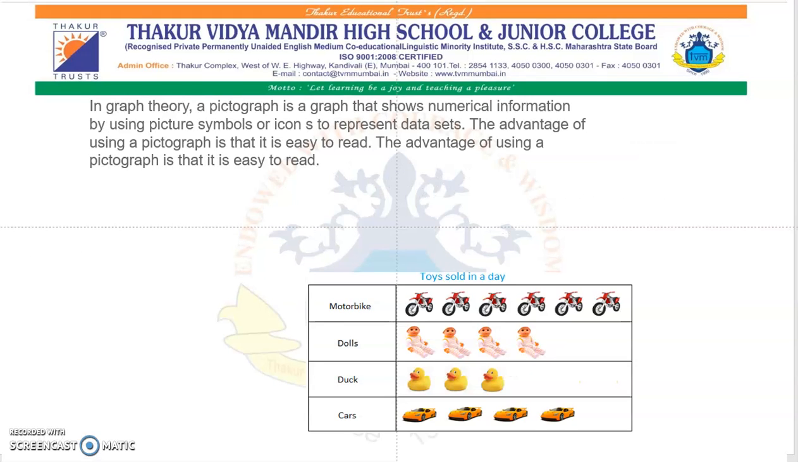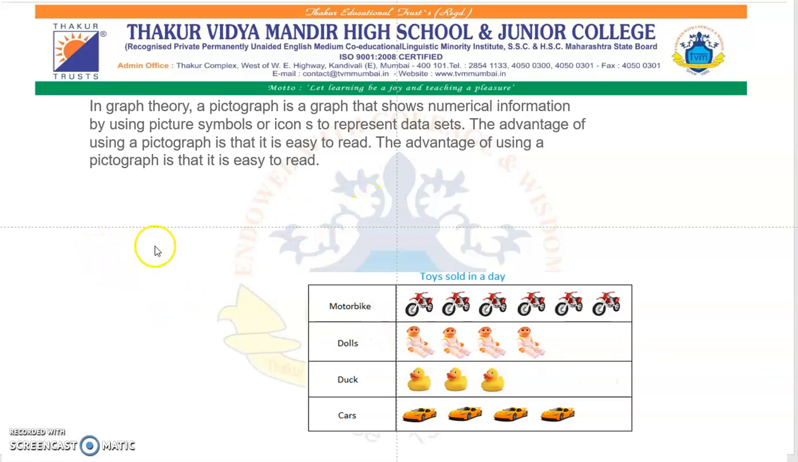Now let us see in graph theory what is a pictograph. A pictograph is a graph that shows numerical information by using pictures, symbols, or icons to represent data sets. The advantage of using a pictograph is that it is easy to read.